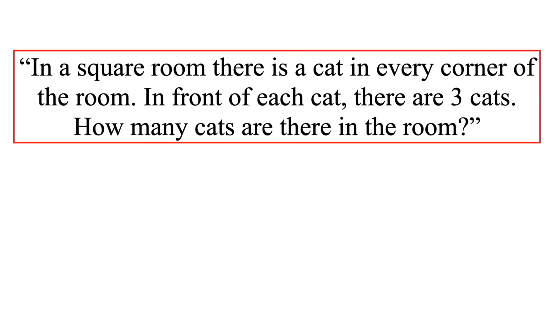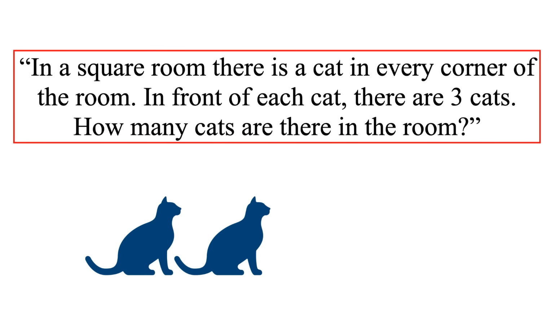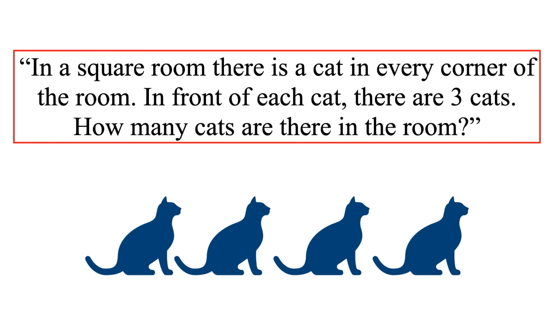The riddle states that in a square room there is a cat in every corner. There are 3 cats in front of each cat. The riddle asks the total number of cats present inside the square room. Let's check the solution now.